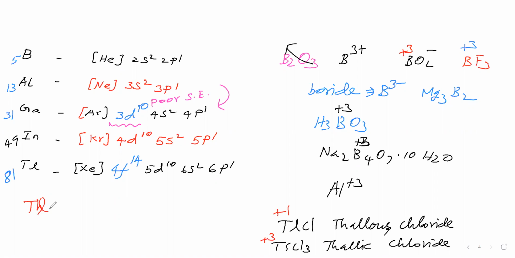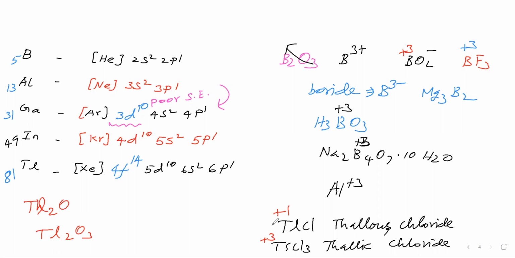Thallous oxide, thallous oxide, thallic oxide. In thallous oxide, thallium is +1. In thallic oxide, thallium is +3. So we have seen regarding thallium, thallous and thallic. So in thallium's case, +1 and +3 are possible.